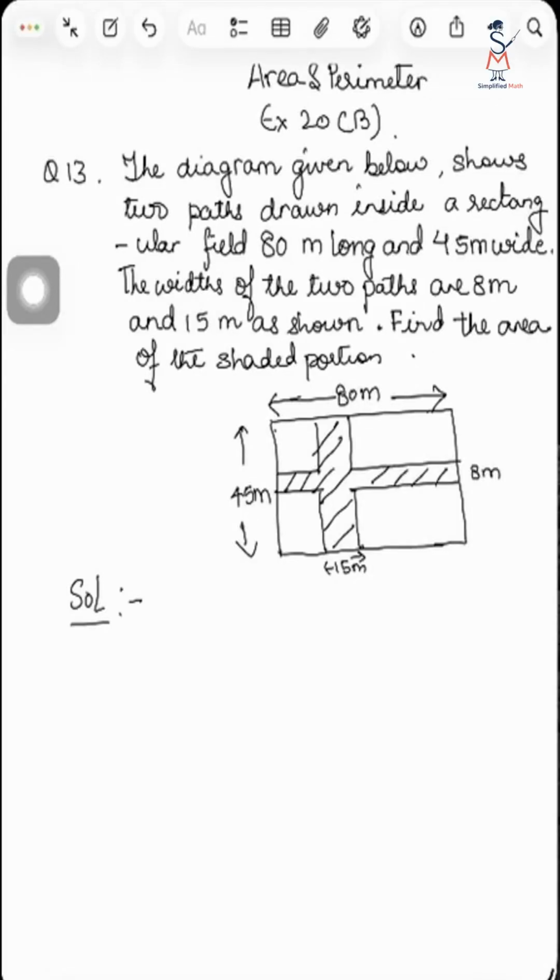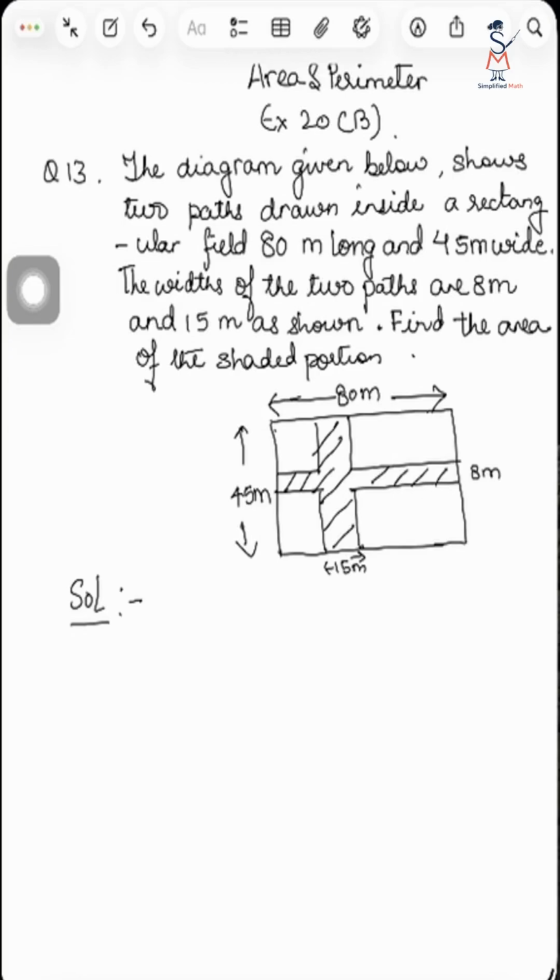Hi, we are doing area and perimeter exercise 20B, question number 30. The diagram given below shows two paths drawn inside a rectangular field 80 meter long and 45 meter wide. We can see that there are two paths.